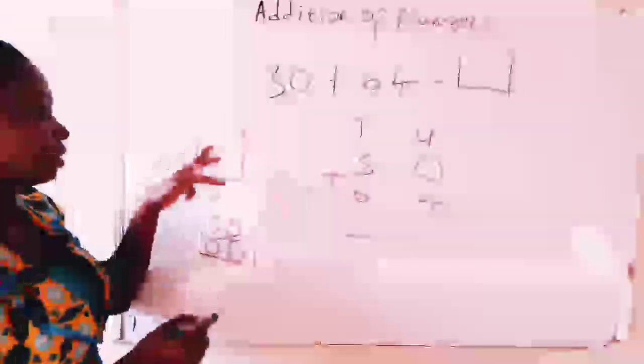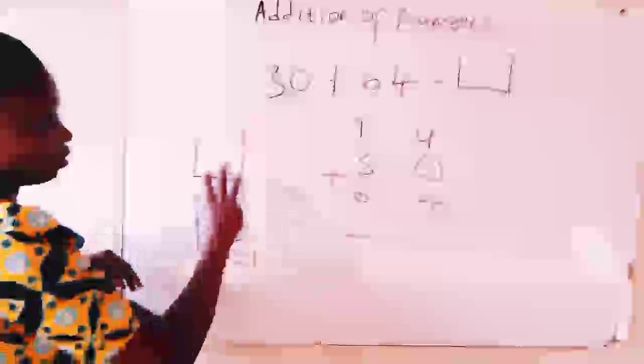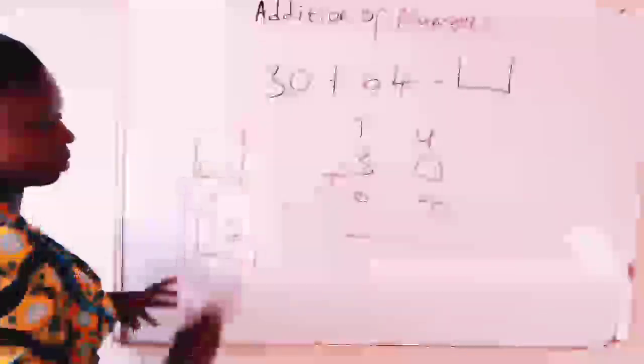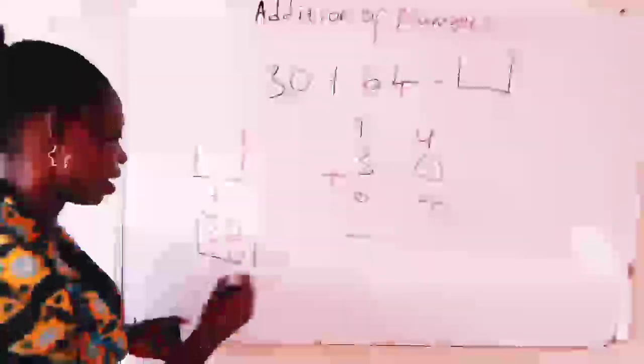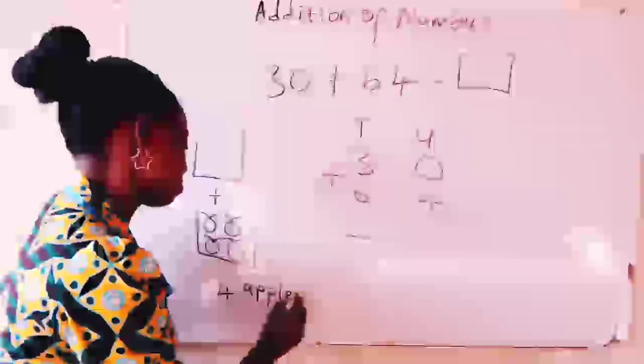So this is an empty box. This box has 4 apples. You have to add the content together. All together, you still have 4 apples. So 0 means what? Empty. So 0 plus 4 is 4.